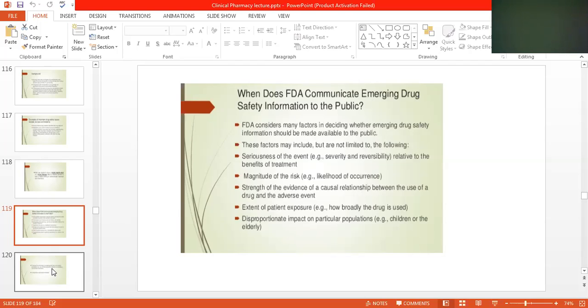Next, magnitude of the risk, for example likelihood of occurring, as I have mentioned, and strength of the evidence of a causal relationship between the use of the drug and the adverse event. This means you have to find out the cause of the adverse effect. Is it because of the drug, or drug-drug interaction, or wrong dosage, or wrong combination, or wrong route of administration? Then extent of patient exposure, how broadly the drug is used, and disproportionate impact on particular populations, children or the elderly. They are very sensitive patients, and geriatric medicine is specially designed for them. We have to be very careful because their liver function slows down, and in children there is still development of liver function and other organs.